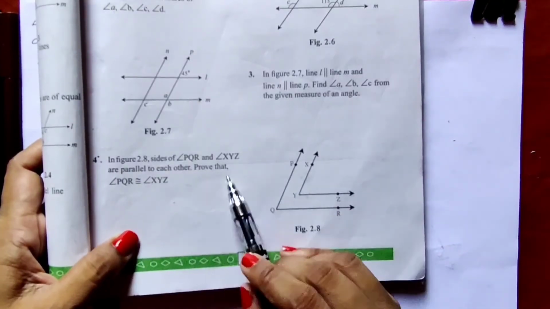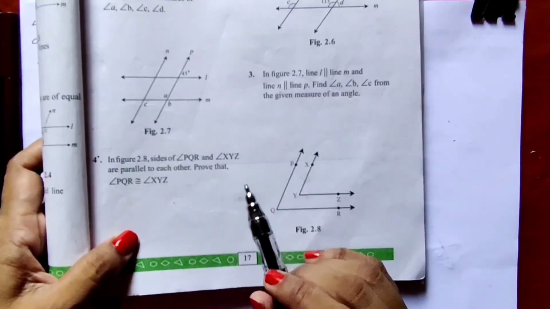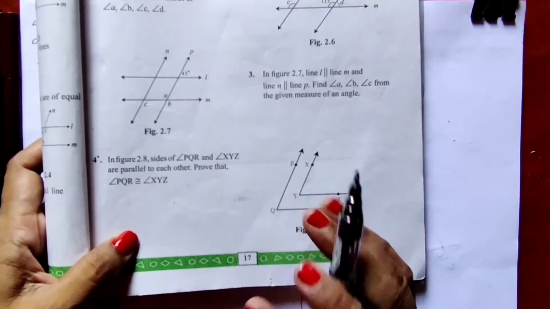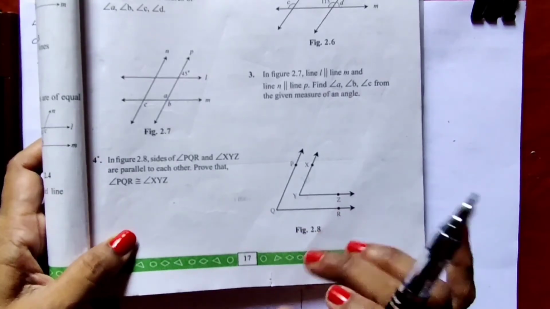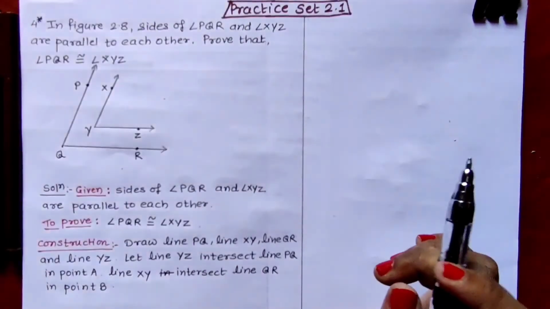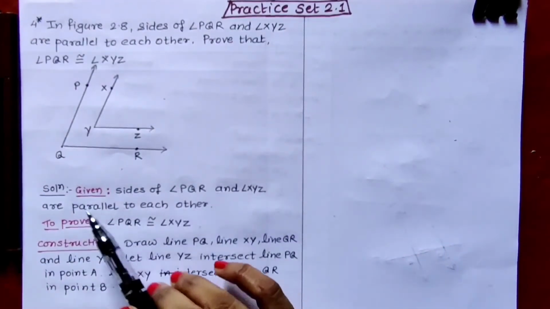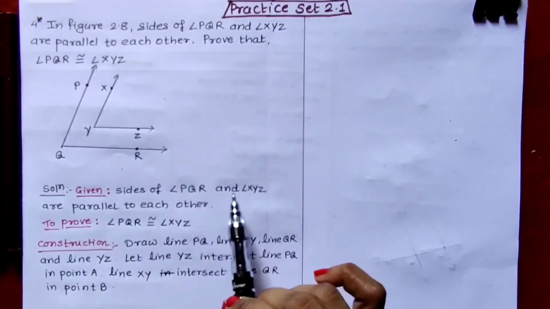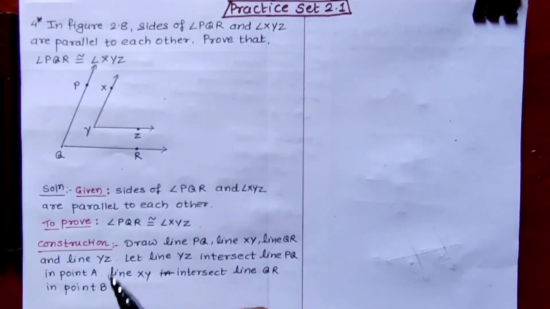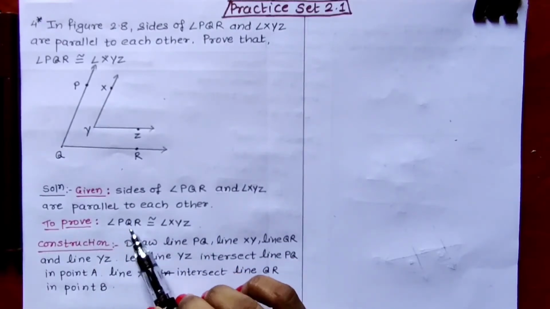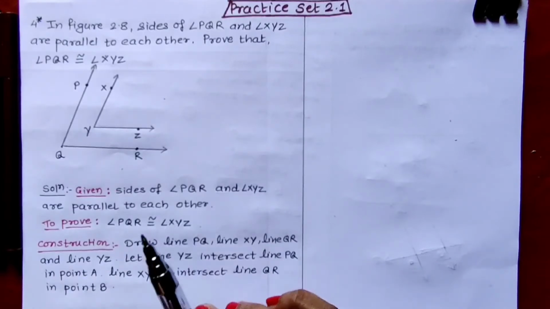So when proof is there, we will always have to write given and what is to prove. These two things we will have to write always. So here you all can see I have written given: sides of angle PQR and angle XYZ are parallel to each other. This is given to us. We have to prove angle PQR is congruent with angle XYZ.